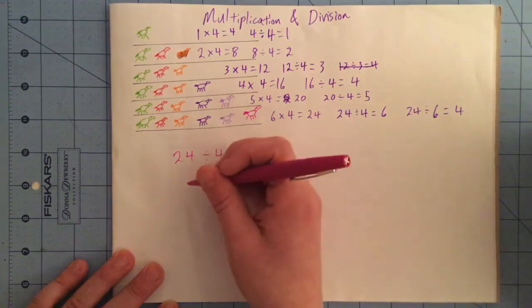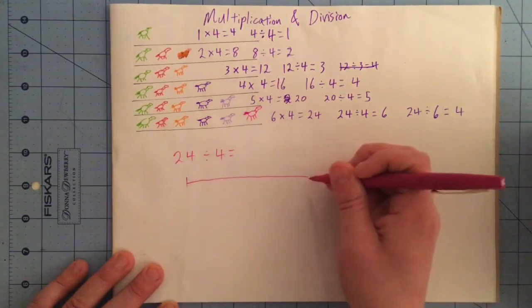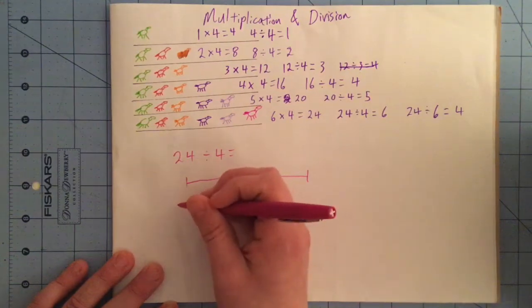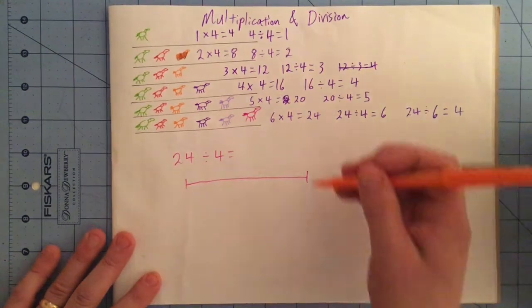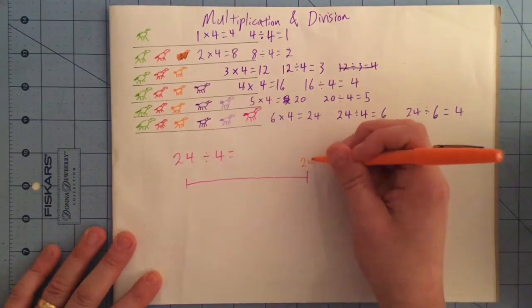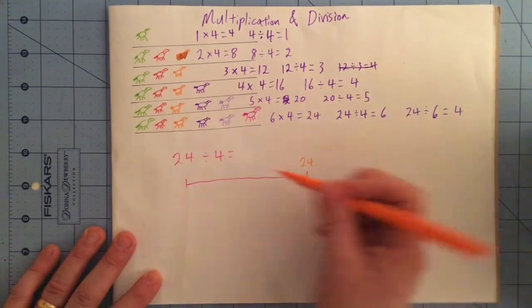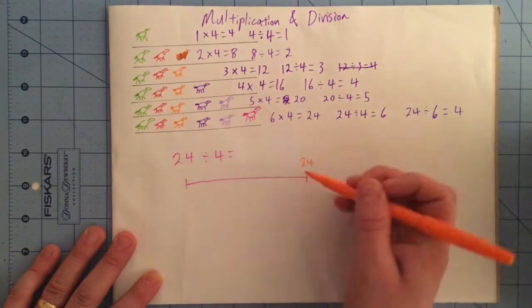We can do this on a number line. Number lines for multiplication and number lines for division are similar to one another. Number lines for multiplication is repeated addition. Number lines for division is repeated subtraction. So to do this, I'm going to start with my larger number, 24. Stick it at this end. I'm going to take jumps of 4.